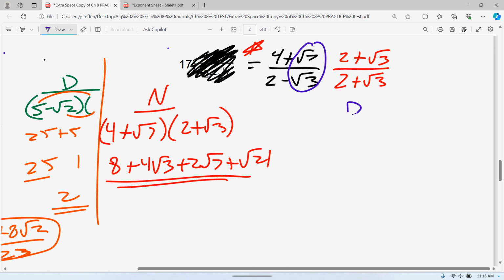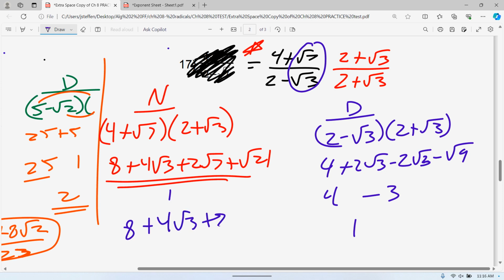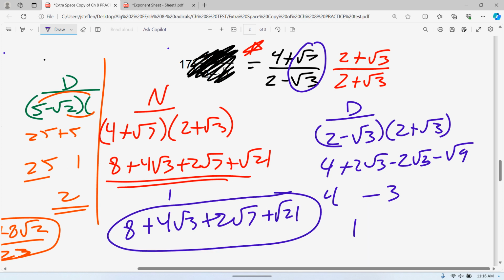Your denominator is still the same thing we've just done in the last two problems, so I'm going to go a little bit quickly through that. 2 times 2 is 4. 2 times root 3. Negative 2 times root 3 minus root 9. So that's 4 minus 3, which is positive 1. So this whole thing over positive 1 is just 8 plus 4 root 3 plus 2 root 7 plus root 21. If you leave it over 1, that's fine as well, but that's it.